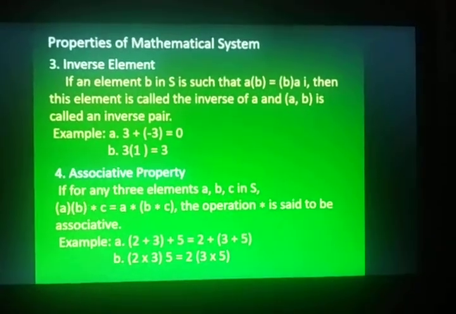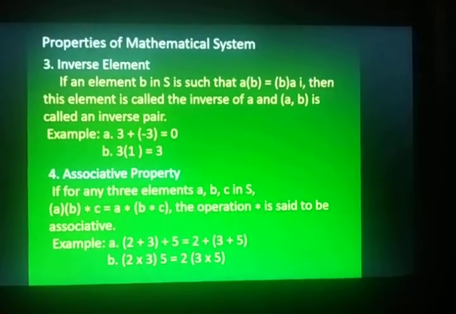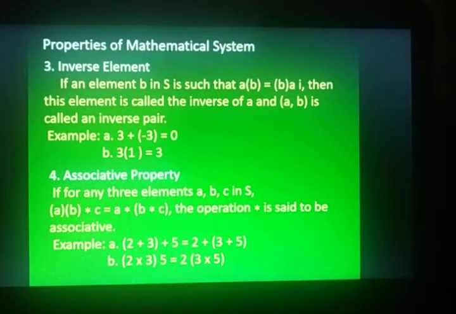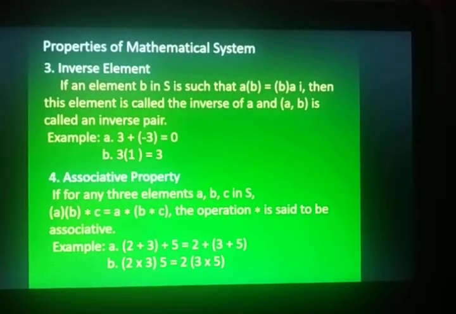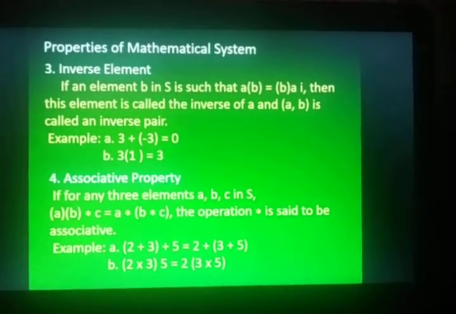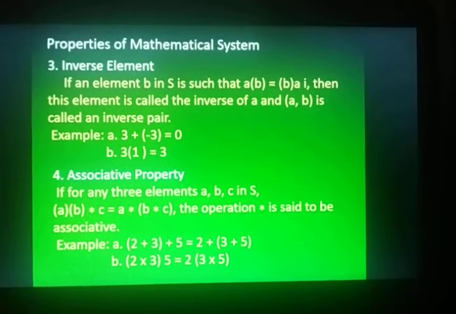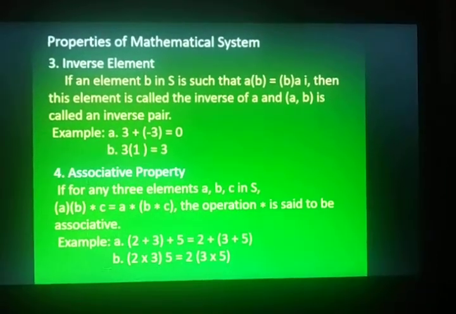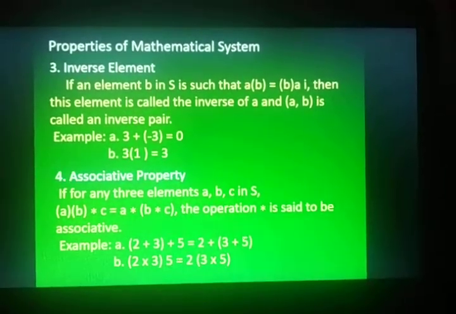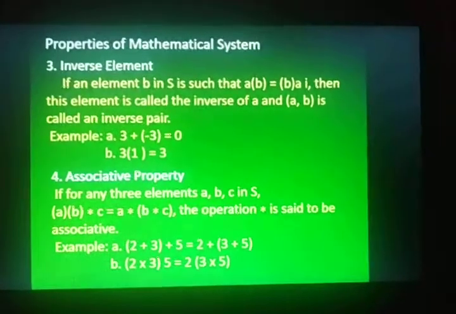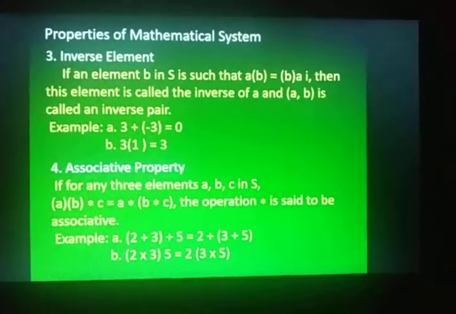Here are our examples. We have addition, associative property, and also multiplication. Letter A, it's addition. So we add first 2 plus 3. 2 plus 3 equals 5. Then 5 plus 5 equals 10. This is still equal even if we add first 3 and 5 rather than 2.